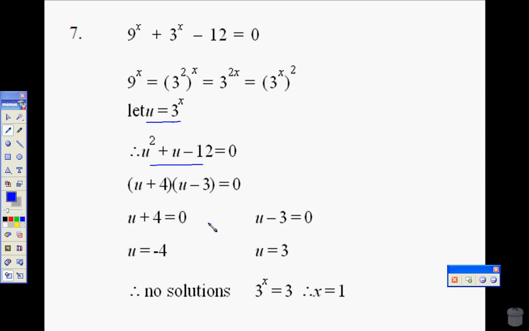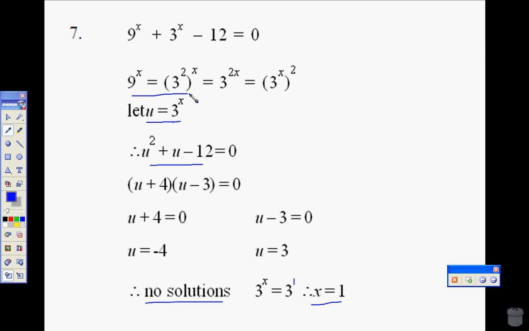U plus 4 would leave us u equal to minus 4, and 3 to the power of x in this case, sorry, cannot equal minus 4. No solutions from that part. U minus 3 being equal to 0 leads us to u equal to 3, or 3 to the power of x equals 3 to the power of 1, and x is equal to 1.